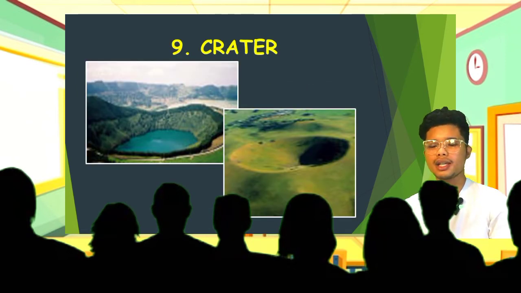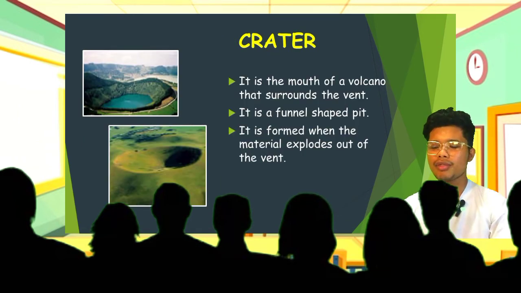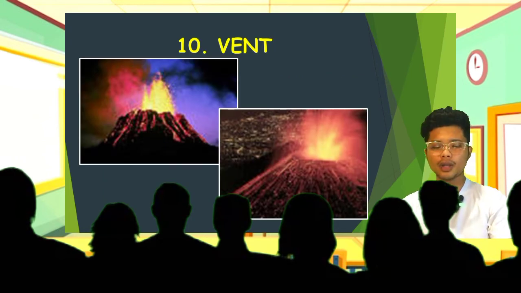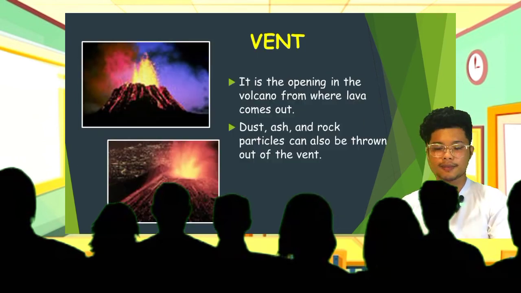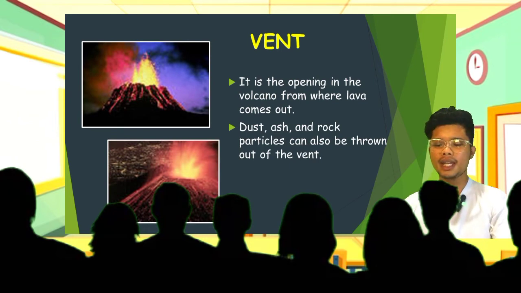And the ninth part is the crater. In the Philippines, we have a very famous volcanic crater, which is the volcano. It is the mouth of a volcano that surrounds the vent. It is a funnel-shaped pit and is formed when the material explodes out of the vent. And the last part we have here is the vent. The vent is the opening of the volcano from where the lava comes out. The dust, ash, and rock particles can also be thrown out of the vent.